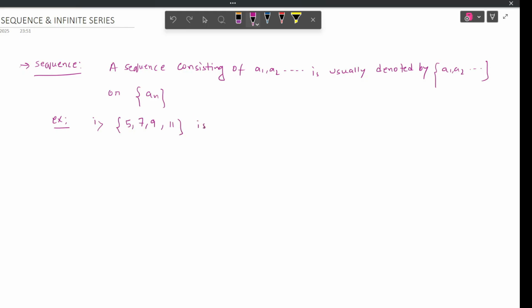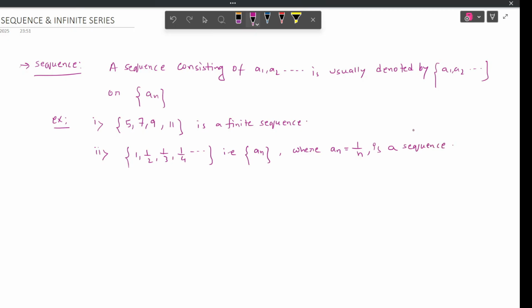11, which is a finite sequence. We can say 1, 1/2, 1/3, 1/4, that is, the sequence an where an can be denoted as 1/n. If you put 1, you will get 1/1. If you put 2, you will get 1/2. If you put 3, you will get 1/3, in this way. So an is 1/n, and this sequence is known as the harmonic sequence.